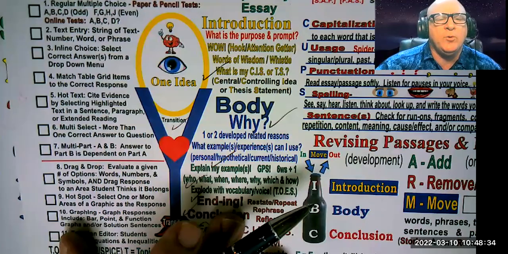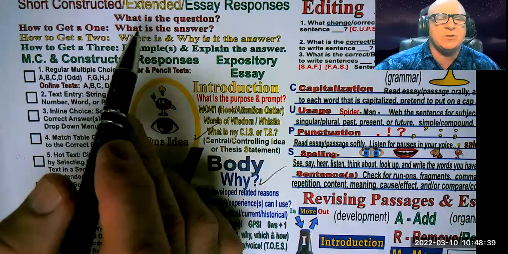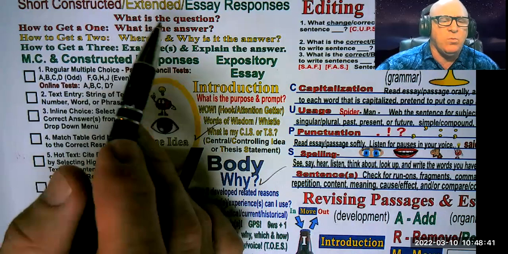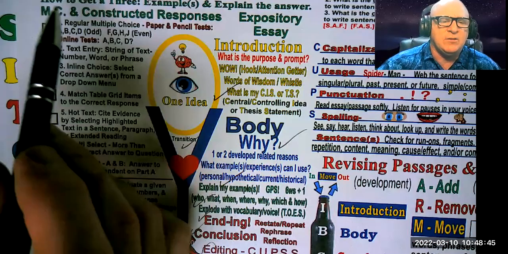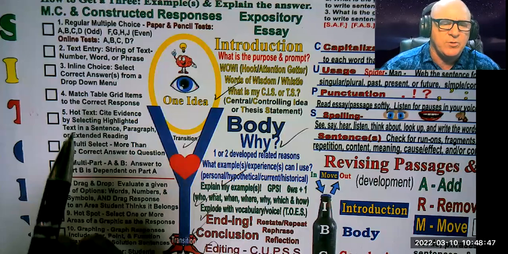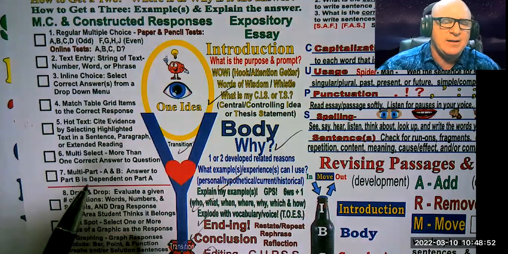When you only need 1 point, there are the short constructed responses. What is the question? What is the answer? For reading, it's 1 through 7. These are the 7 different types of constructed responses your kids are going to get. For math, science, and social studies, they also add some of these.